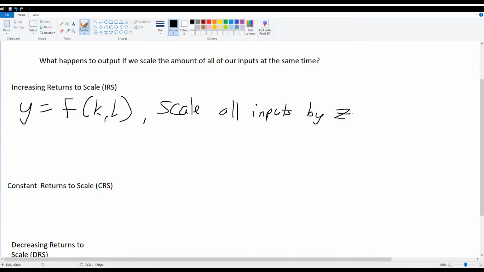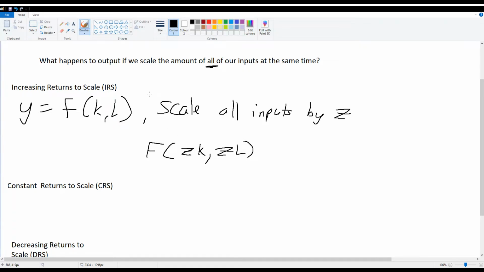So let's say Z is 2. That would be a doubling of all of our inputs. Okay? So our new production function with these scaled up inputs would look something like this. It's the same production function. I've scaled up the amount of capital in there by Z. I have ZK. Same goes for labor because it's all of our inputs. That's the really important part. So I have ZL.